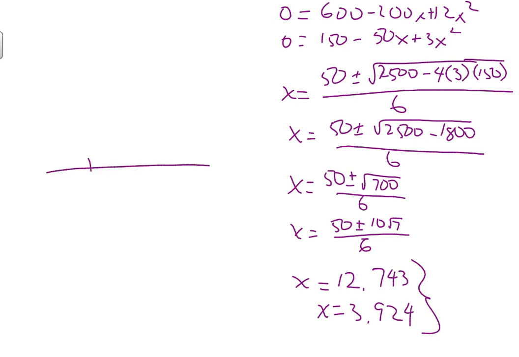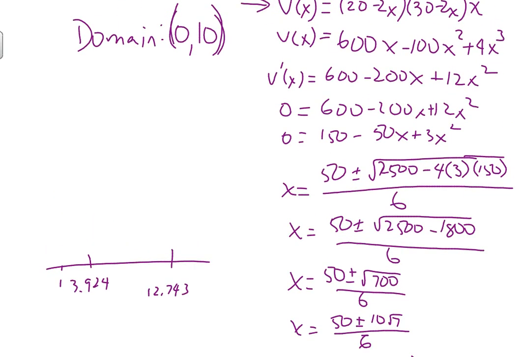So I put 3.924 here, and I put 12.743 here. I'm going to find values in each interval that are inside the domain of my function and see which one produces a max or min. The first thing I'm going to do is choose the number 1. Plugging 1 into my derivative, I would get 600 minus 200 times 1 plus 12 times 1. Now again, all I care about is whether that's a positive or a negative value. I think I would get a positive value here, right?